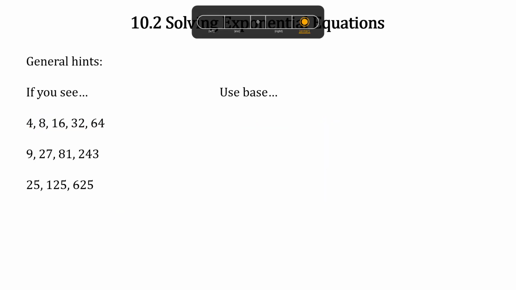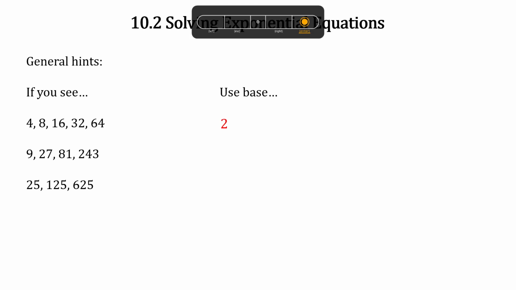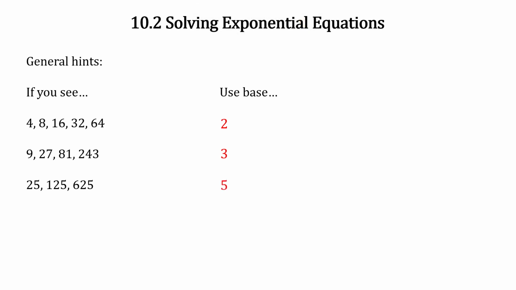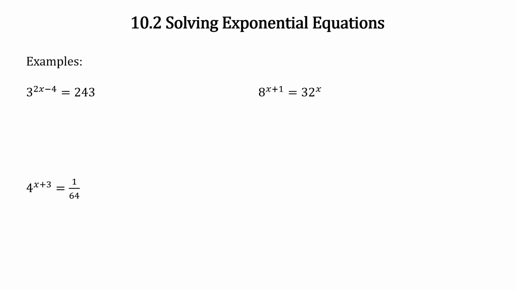Your turn here. Oh, we can see these. Usually if you see 4, 8, 16, 32, or 64, you're going to use base 2. 9, 27, 81, 243 is base 3. 25, 125, 625, base 5. All right, your turn. Pause it here, work these out, and come back and check your answers.